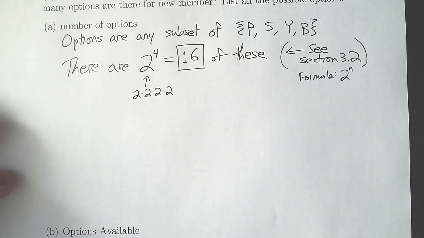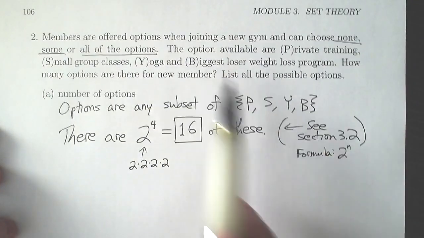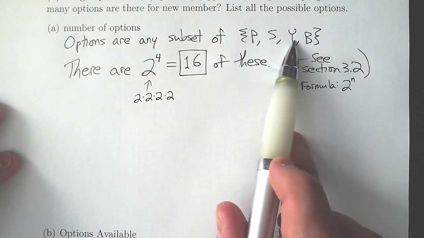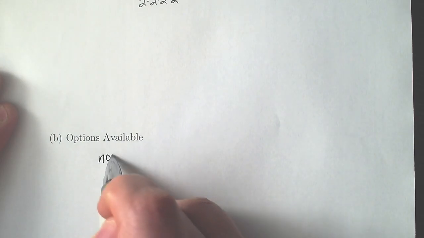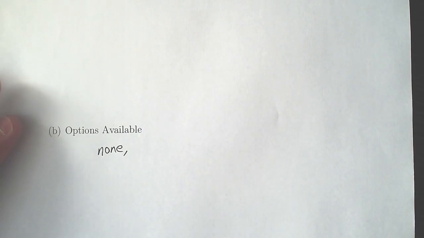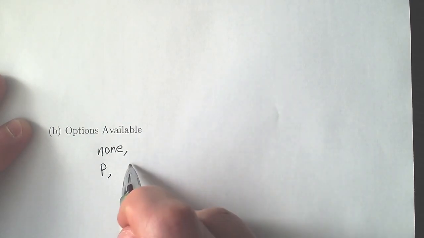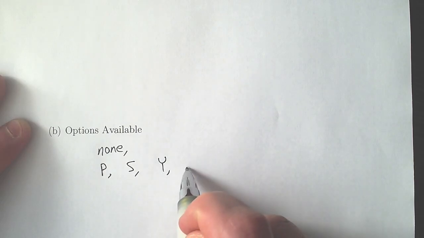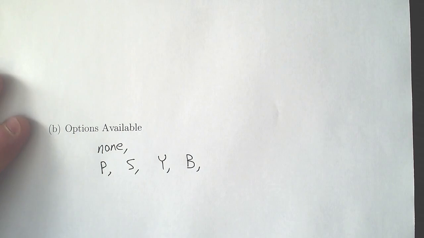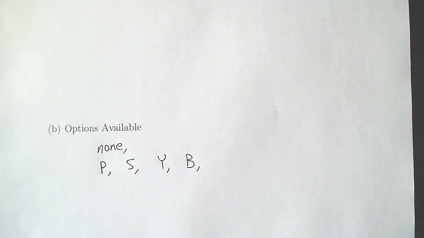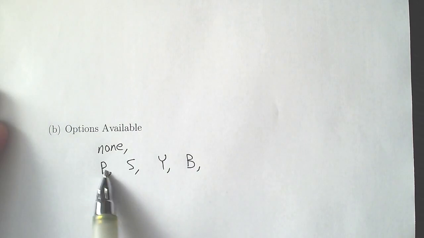Now, how do we want to phrase this? I don't want to write out all of these words 16 times. So let's use the abbreviations P, S, Y, and B. There's a little bit of flexibility in how you label this. I'm going to just start writing. First of all, I could do none. That's a choice. I could do choice P, choice S, choice Y, choice B. Those are all the possible ones where I choose just to do one thing. I join the gym and I just want to do private training, or whatever.